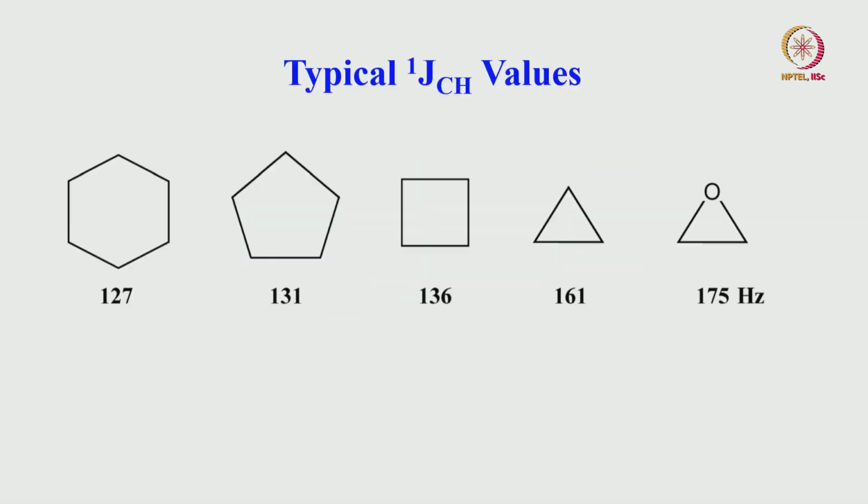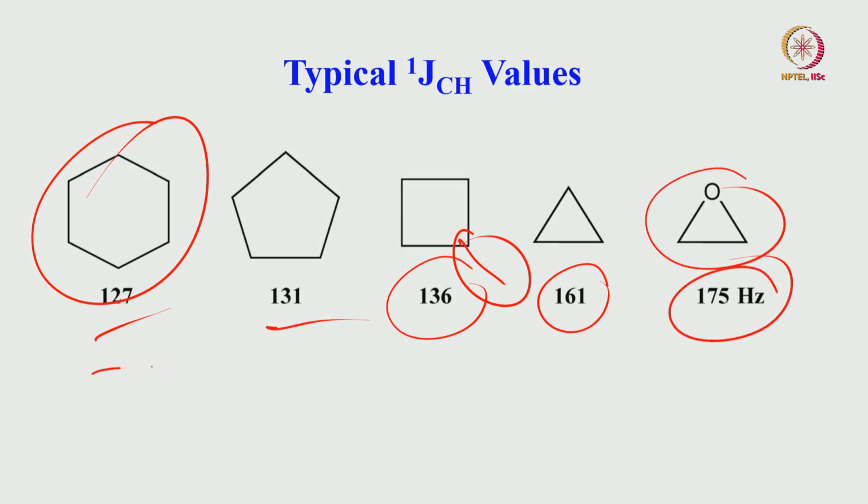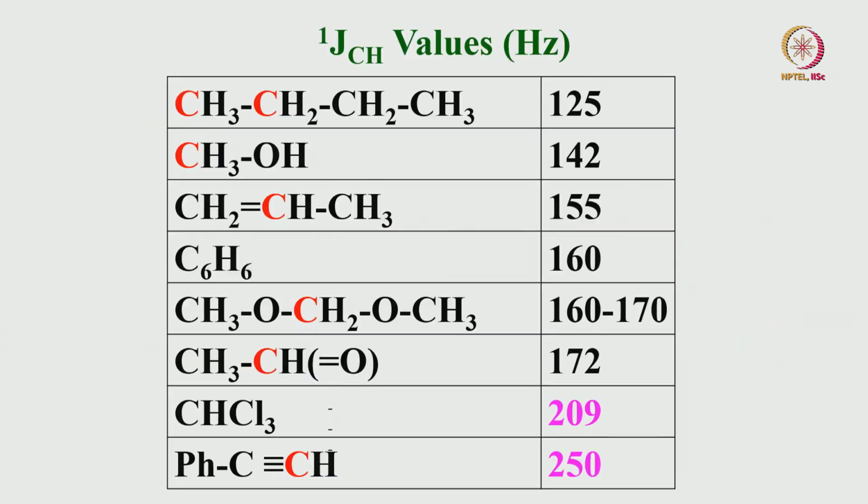And what are the J values for different types of molecules? If you take a benzene group, 1 bond CH coupling is 127 hertz. For a 5 member ring 131, 4 member ring CH coupling here is 136, 3 member 161. See this one, 3 member with O attached, 175. You see, as the size of the ring keeps coming down, the coupling strength keeps on increasing. These are typical 1 bond carbon proton couplings in different molecules.